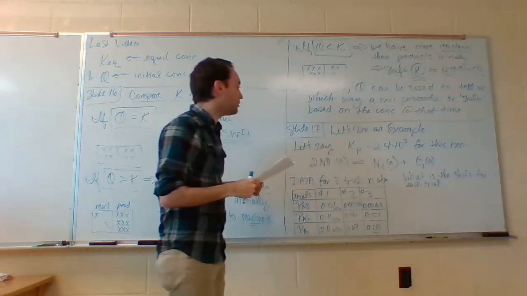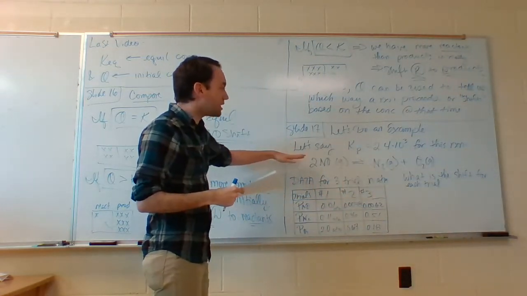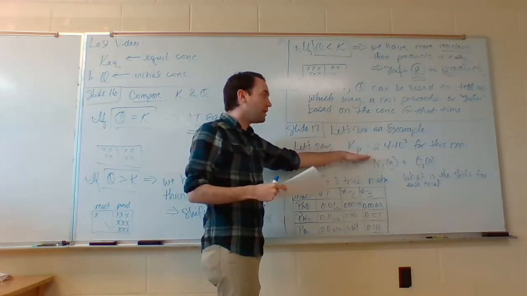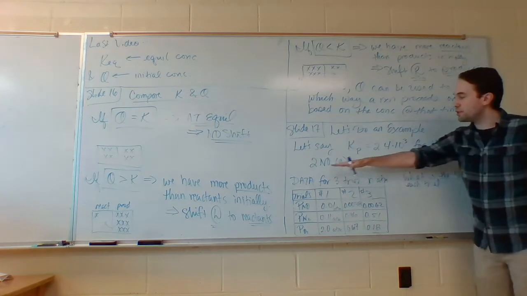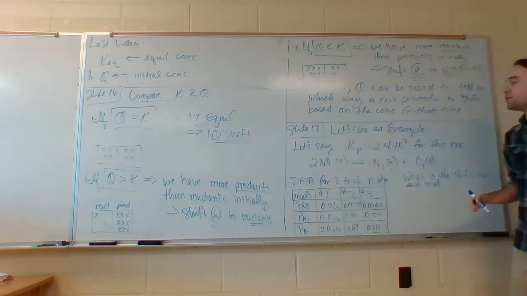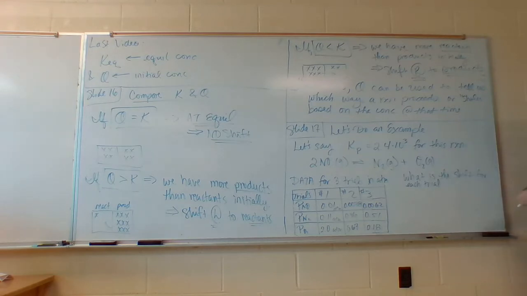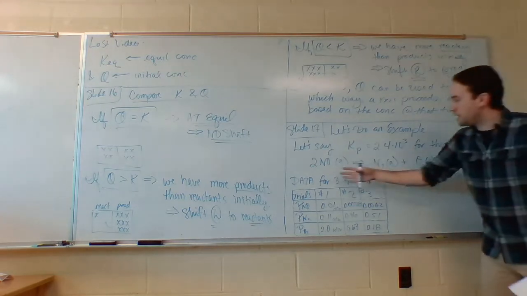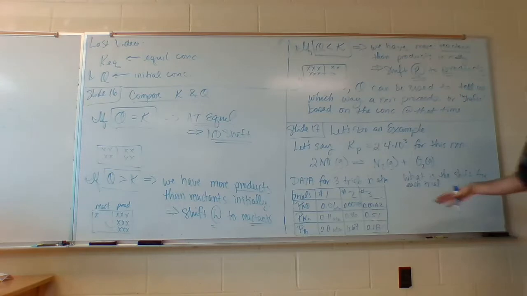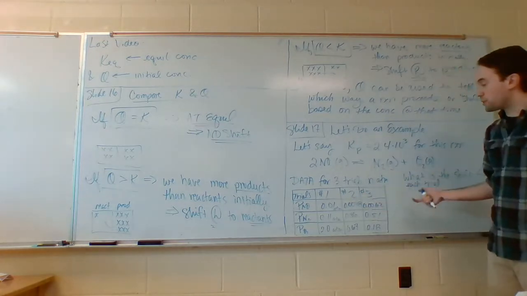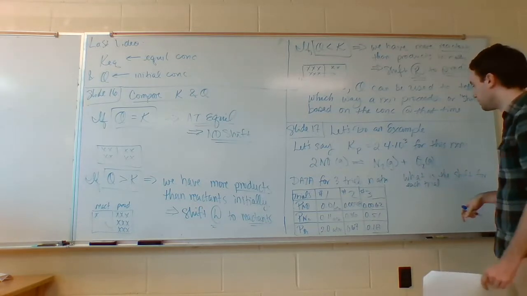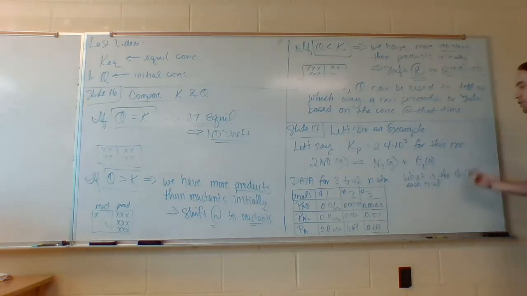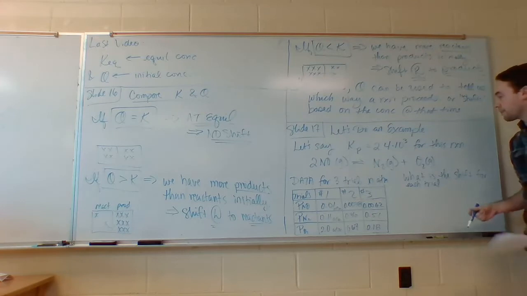So let's do an example, moving on to slide 17. Let's say that we have a K_p equal to 2.4 times 10 to the third for a particular reaction, which says that 2NO gas is in equilibrium with N2 gas and O2 gas. Let's say that we collected data for our partial pressures for 3 different trials, where we started out with 3 different initial partial pressures. Now, what is the shift going to be for each trial?